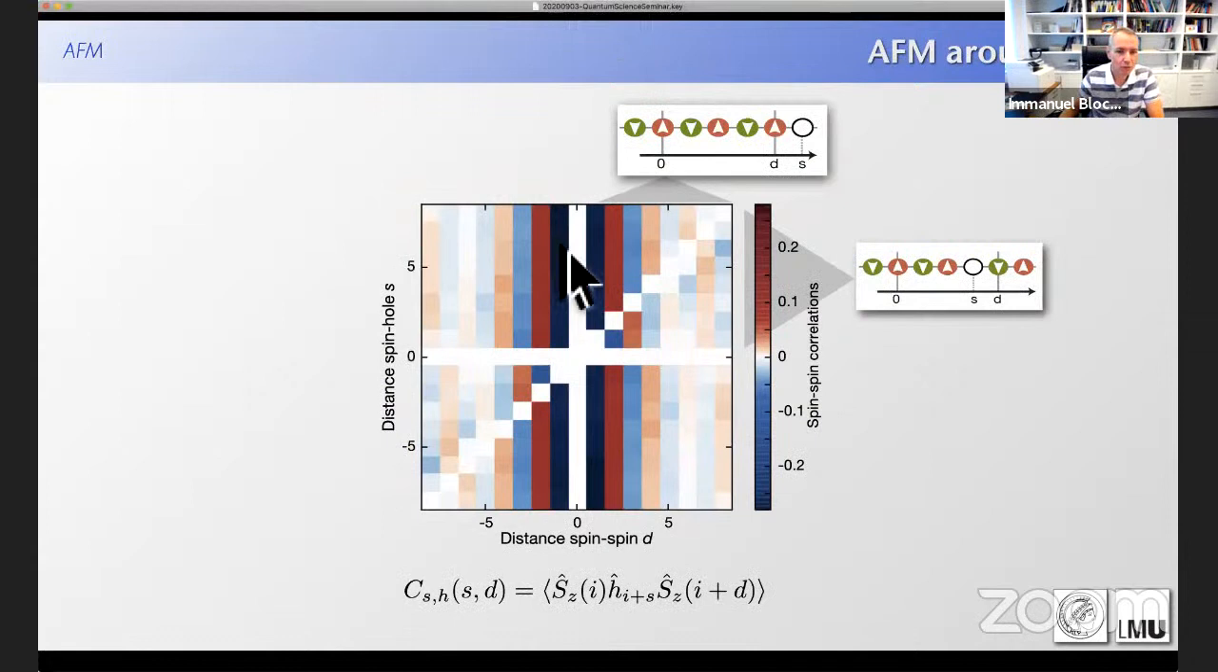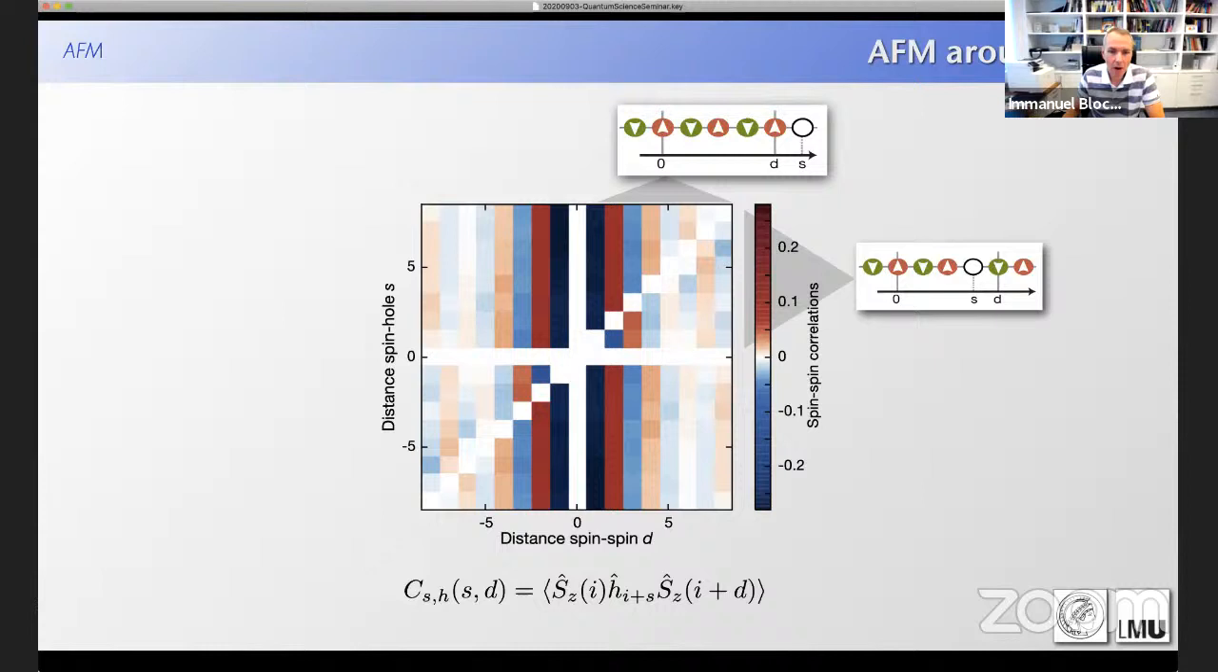So here we're measuring again the spin-hole-spin correlator, so the spin configuration around holes. But now we are measuring not just the spins next to the hole. We're measuring the spin here on site i, then the spin at site i plus d. So let's say we take this spin here and we correlate it with the spin d away from that. And then we condition it on having a hole at position i plus s.